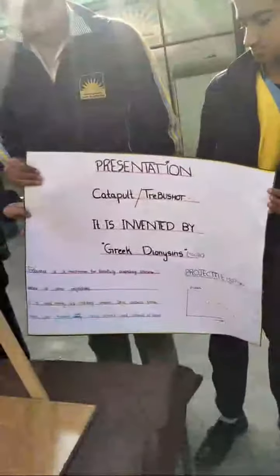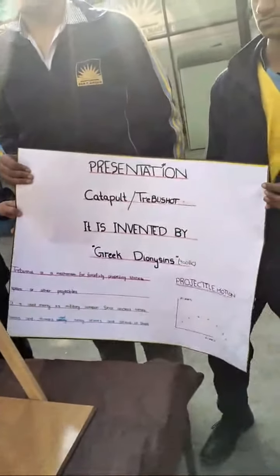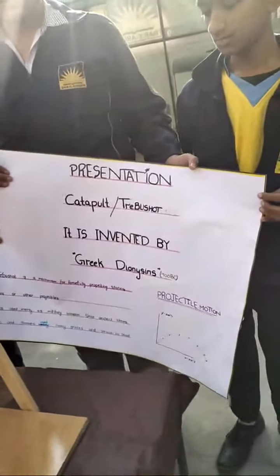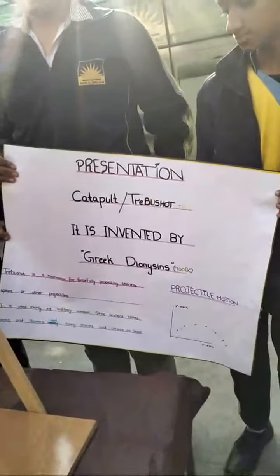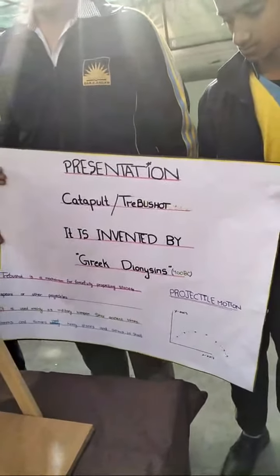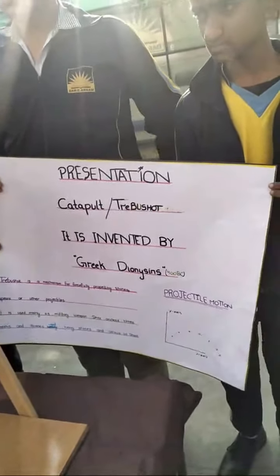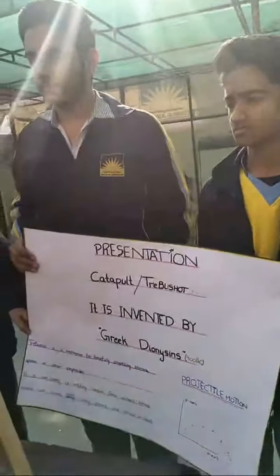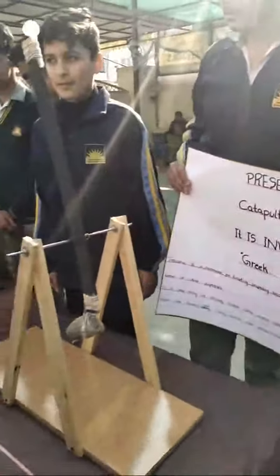What was catapult and trebuchet shot? It's the other name of catapult, invented by the Greeks, 400 BC. What does BC stand for? BC stands for Before Christ. Okay, explain it.